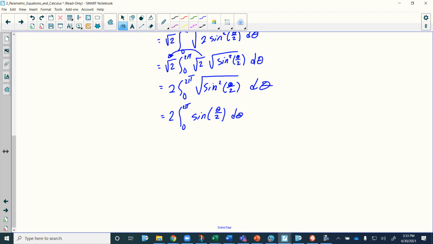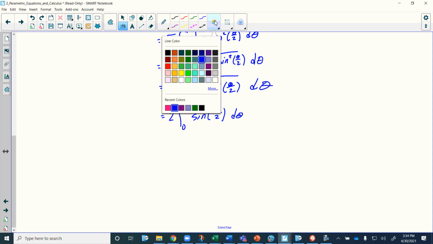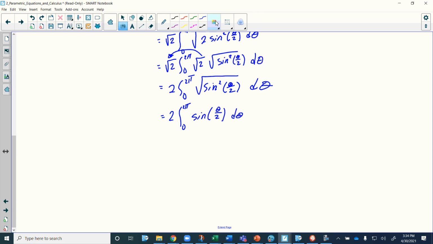And here, this is where I want to start thinking about doing u substitution when I start to do my antiderivative here. So let's, again, go to a different color here. So I'm going to look at u to be theta over 2. So du in this case will be 1/2 d theta. And we don't have the 1/2 in the integral so far, so multiply both sides by 2, and I'll get a new constant of 2 to be d theta.